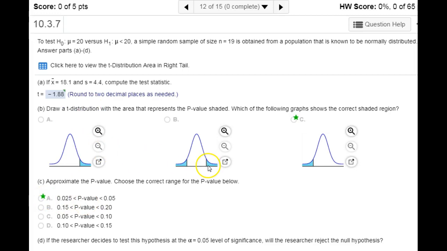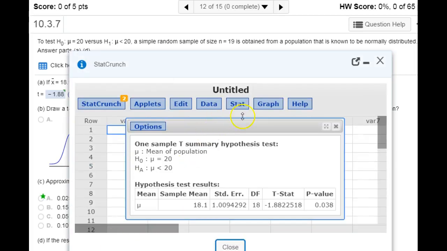Now to get what this looks like, we know just from the left-hand tail less than alternative hypothesis, that C is what we're looking at. If this was a greater than symbol, we'd be looking at A, and if it's a not equals to, it's when we're doing a two-tailed both ends test.